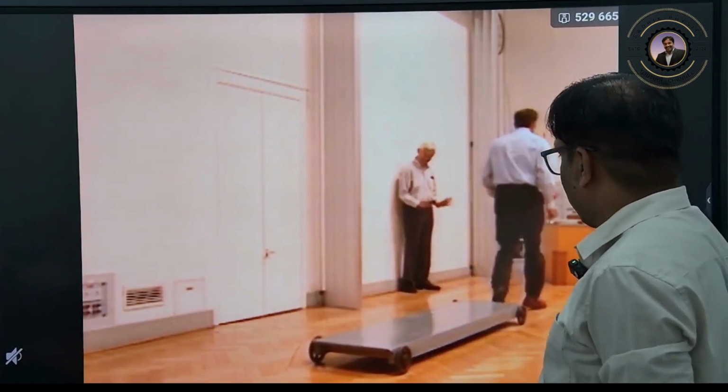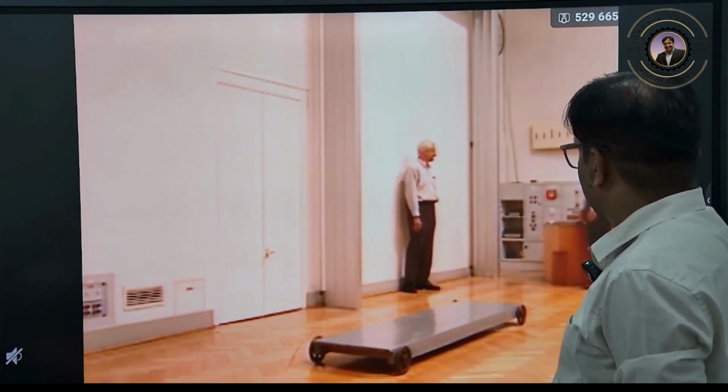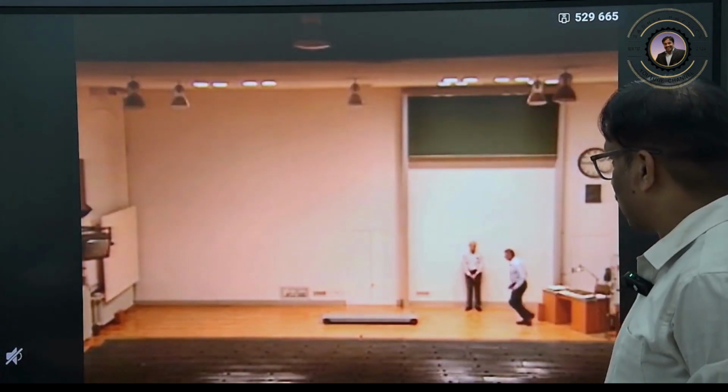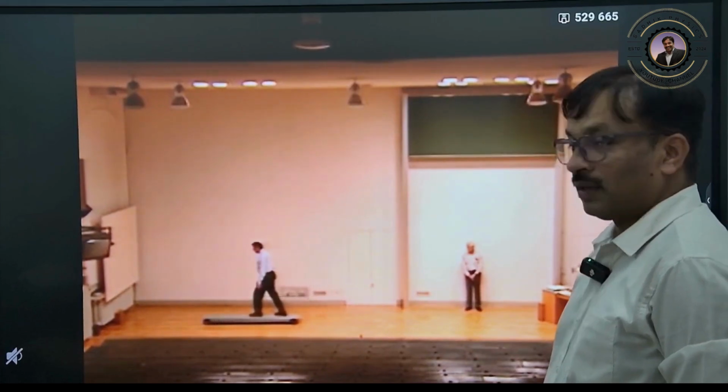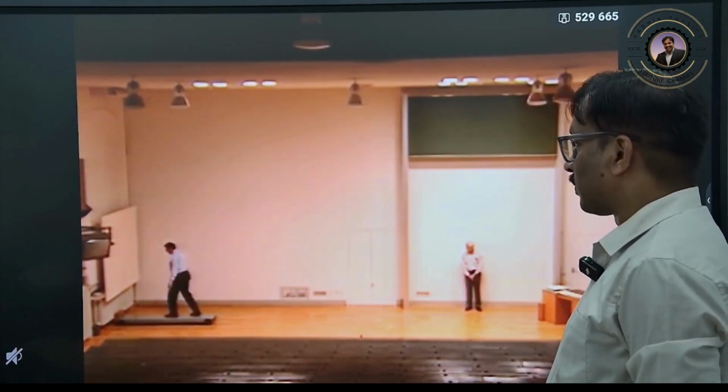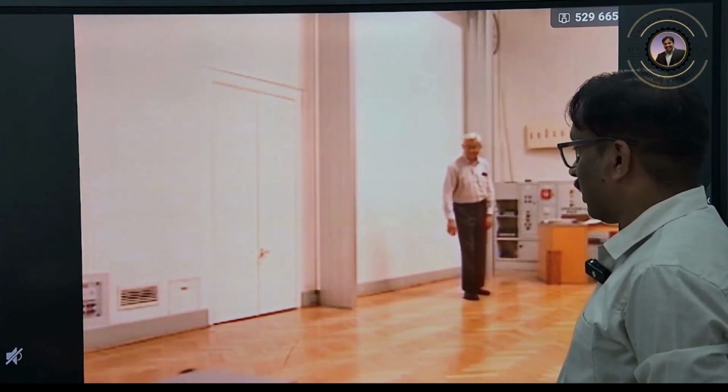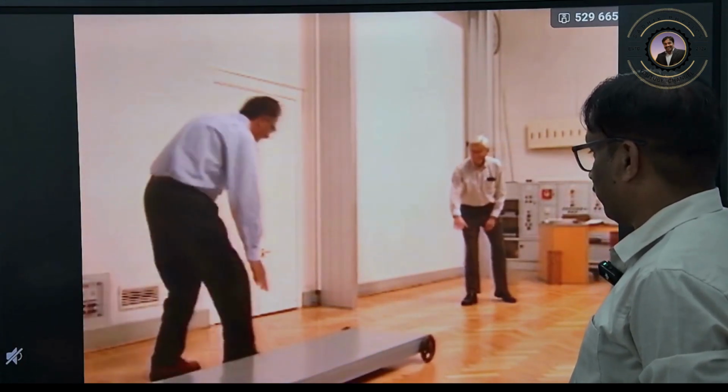This person is walking. This plank is not moving, but he will come and stand on it. See here. Again you can see it.